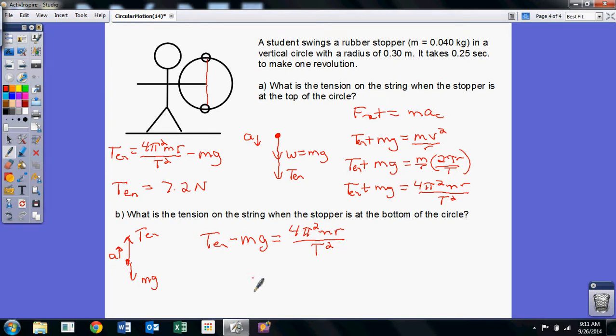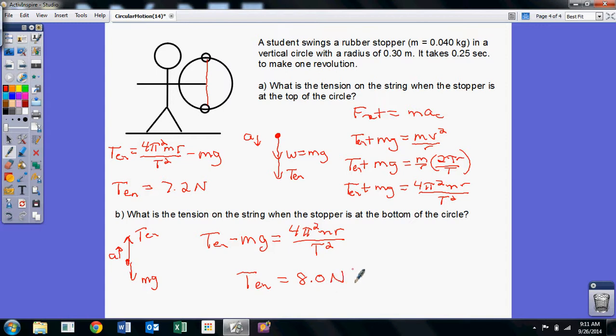And what you'll see is that when you solve that, similar to what we did before, all the numbers are the same. The tension ends up being 8.0 newtons.